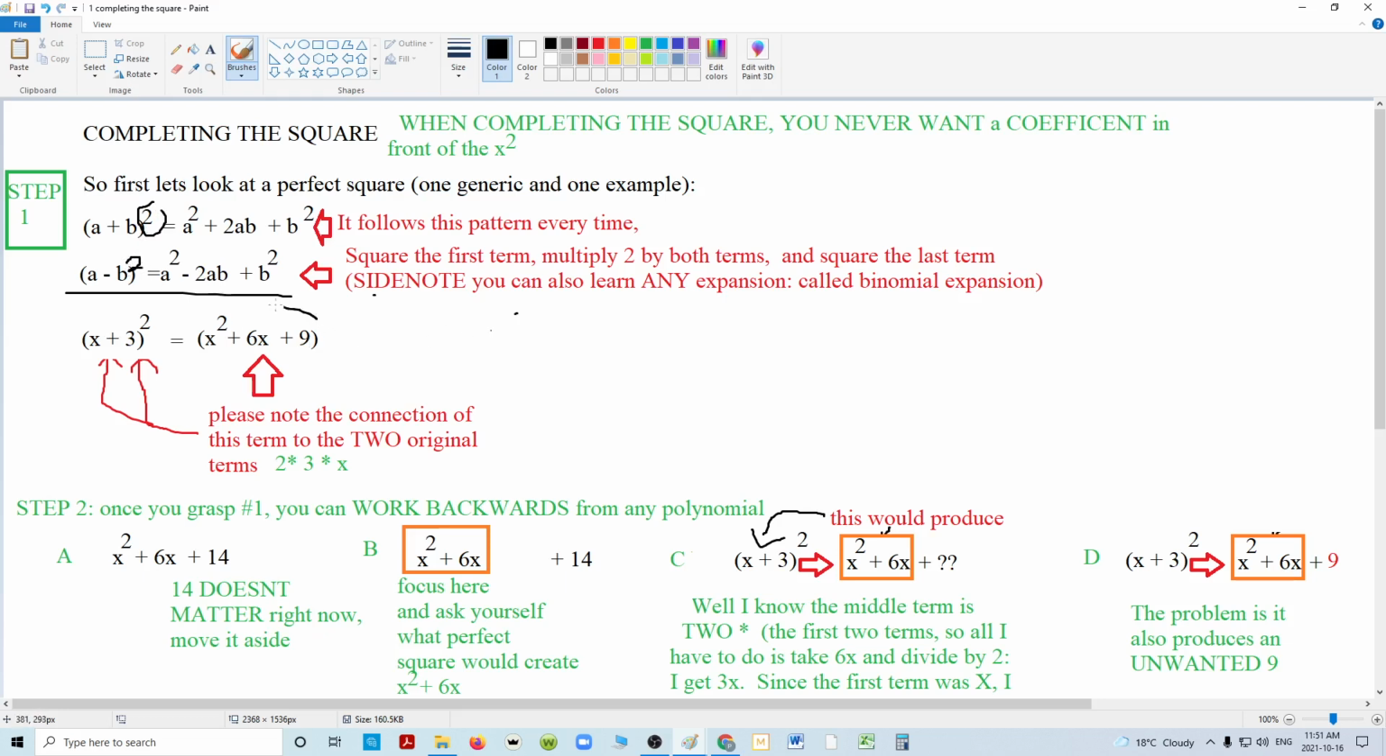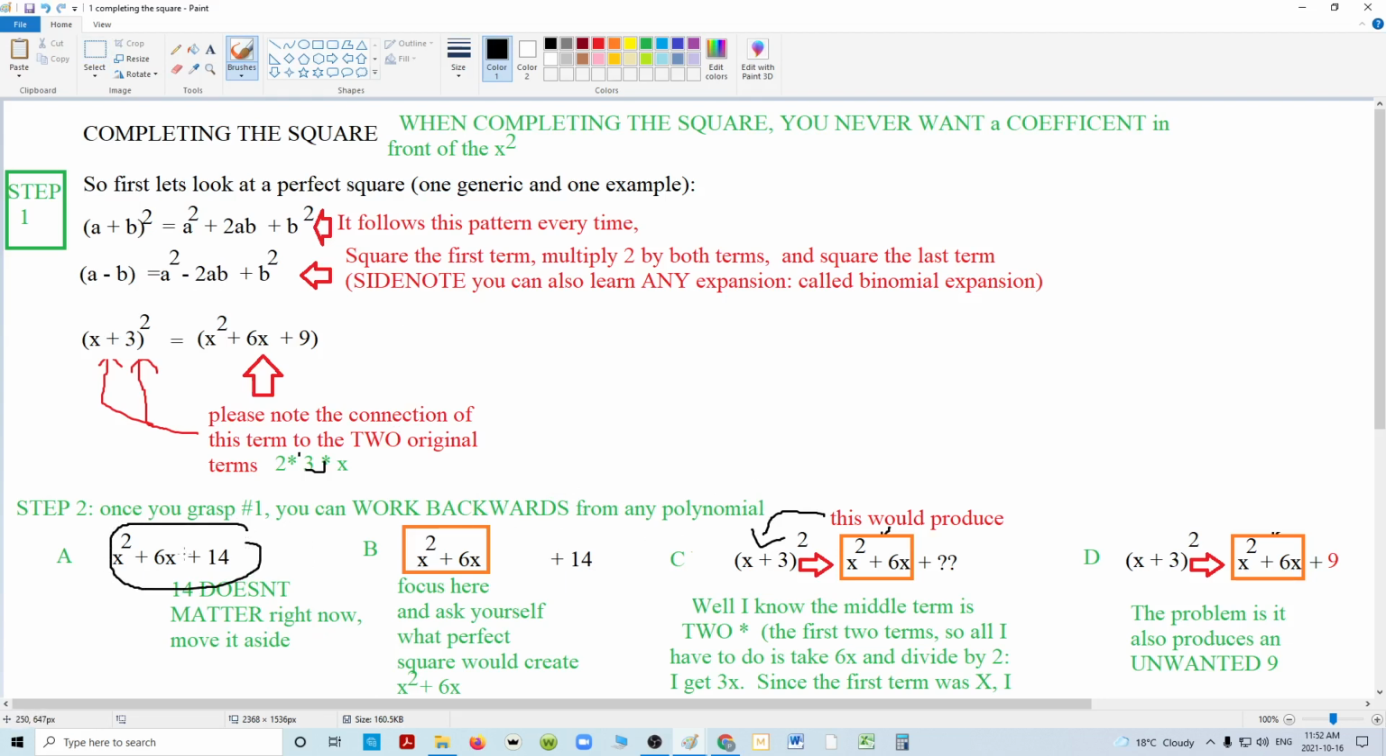Okay, so then I review it again. Please note the connection of this term to the two original. It's 2 times 3 times x. Step 2, once you grasp this, once you get the idea of this connection, you can work backwards from any polynomial. Let's start with this one.